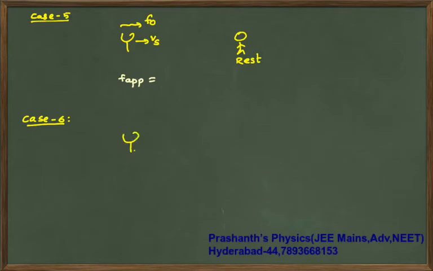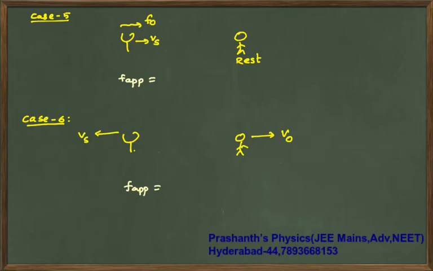What is happening is, in case 6, this is moving towards the right, this is moving towards the left. Both are in motion. In this case, what is your apparent frequency? Come on, give it a try, those who are watching. Pause the video clip, give it a try. Hope you have tried for a sufficient amount of time.